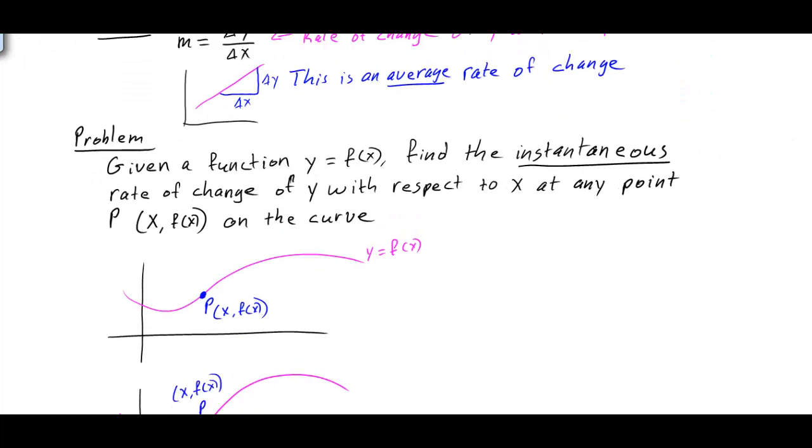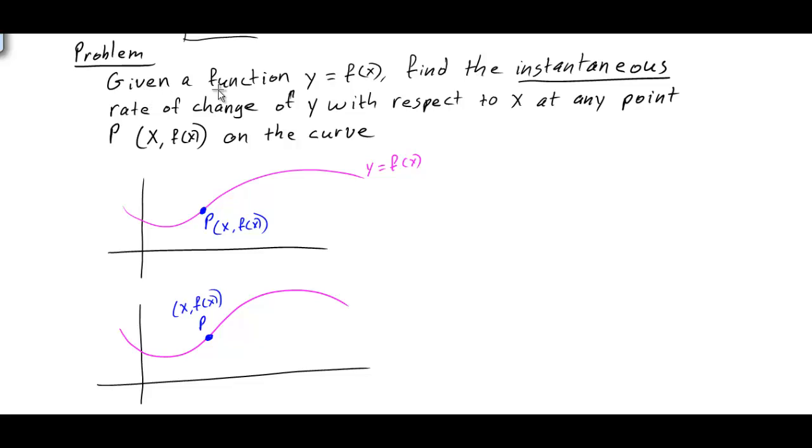Well, the problem that we're presented with today is we're given a function y equals f of x. Now we want to find the instantaneous rate of change of y with respect to x. So now we're not looking for the average, we're looking for the instantaneous rate of change at any point (x, f of x) on the curve. If you notice, now we don't have a straight line. Our graph is some type of curve, and we want to find the exact rate of change at this point P. So we want to know how this function is changing at this point, and we want to be able to determine the instantaneous rate of change at any point along this curve.